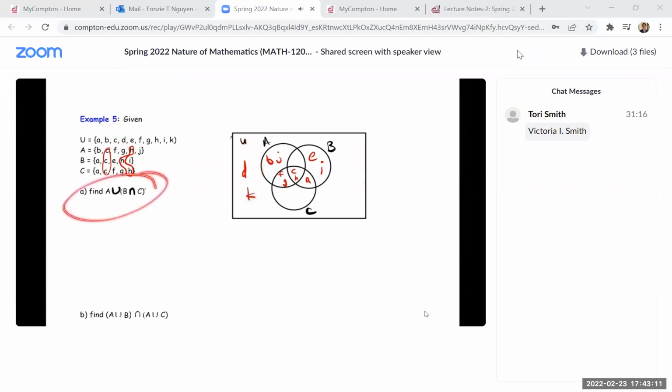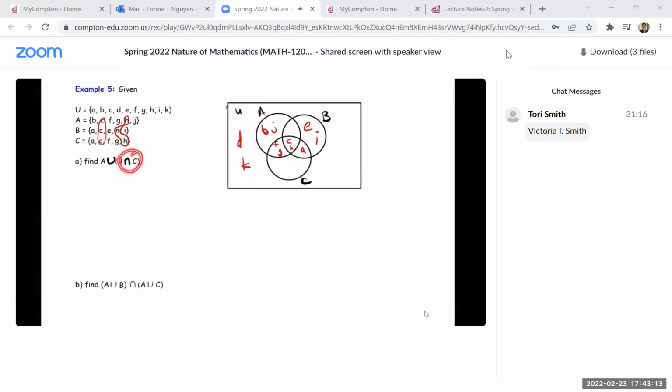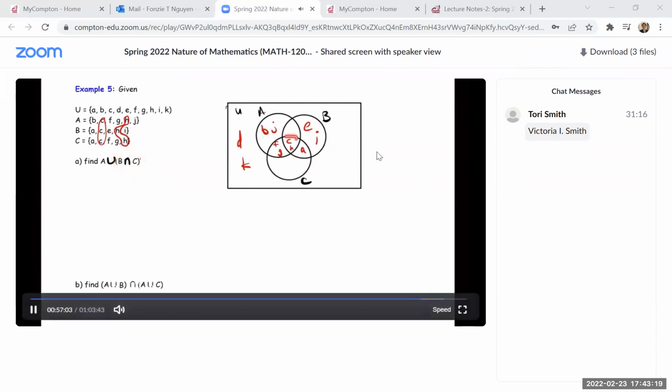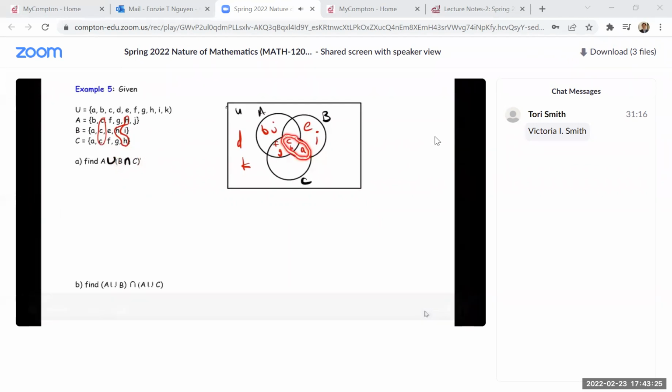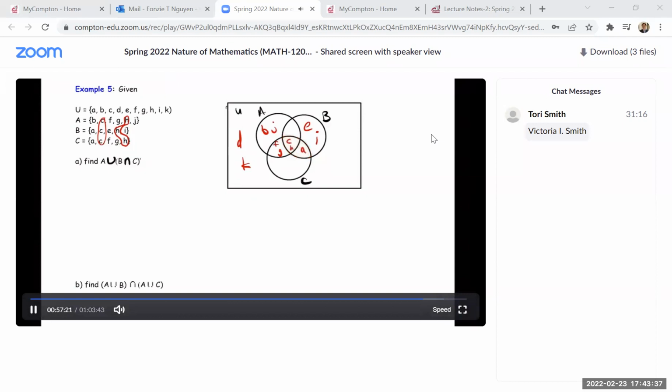All right, now we can do this problem. First, we do parentheses. B intersect C. Anybody see what's in B intersect C? C, H, and A. But then it's the complement of that, right? So everything outside of that: B, J, F, G, E, I. Yeah, everything else. So let's write that out.